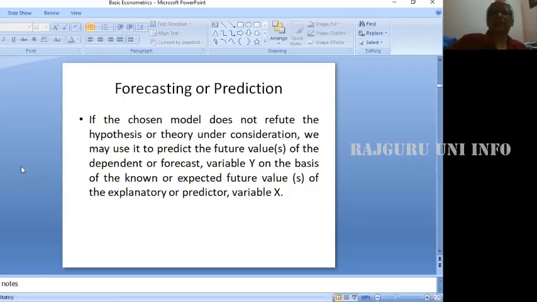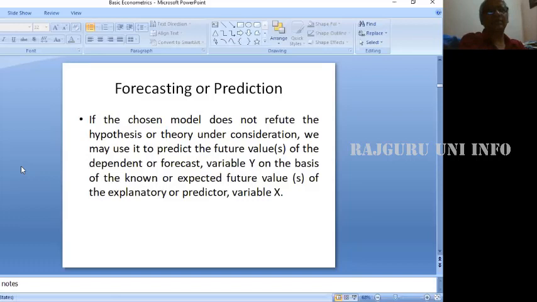it to predict the future value of the dependent or forecast variable Y on the basis of the known or expected value of the explanatory or predictor variable X. As for example, I have said Y being dividends, dividends depend on profitability, say 10 rupees dividend out of 50.